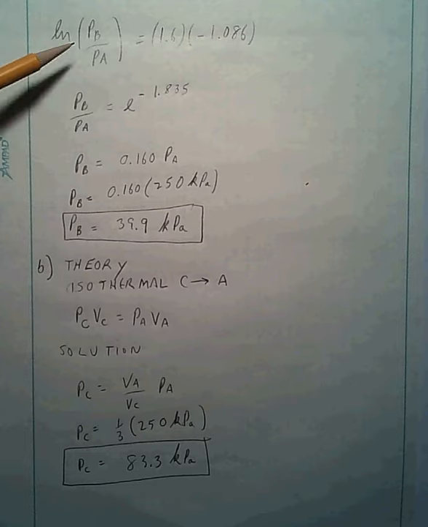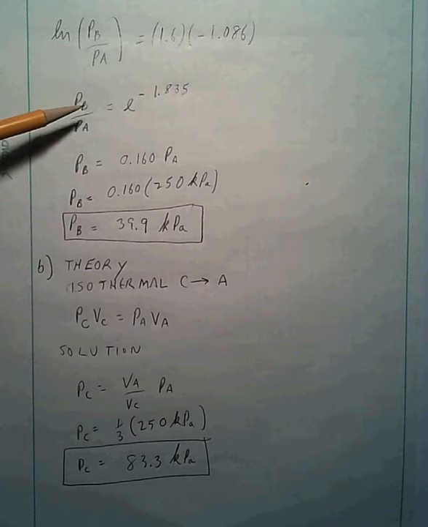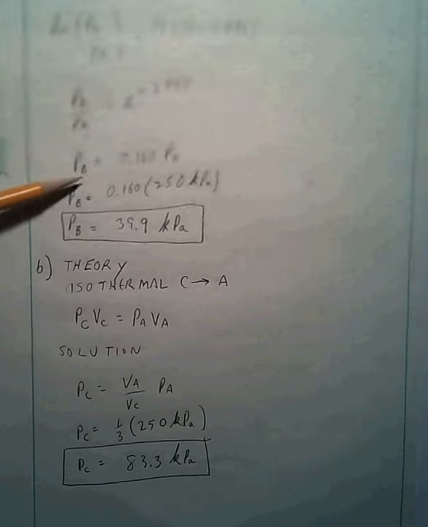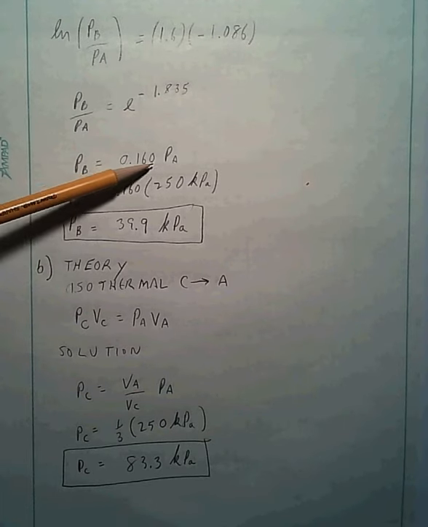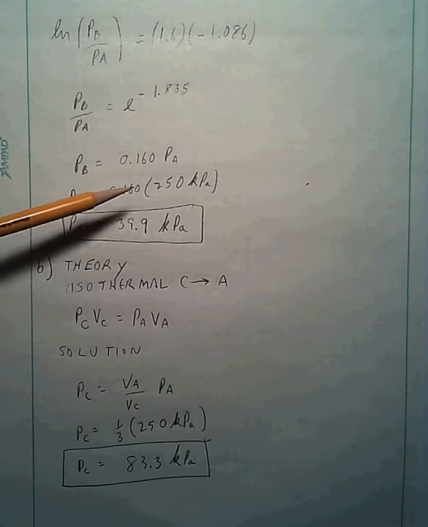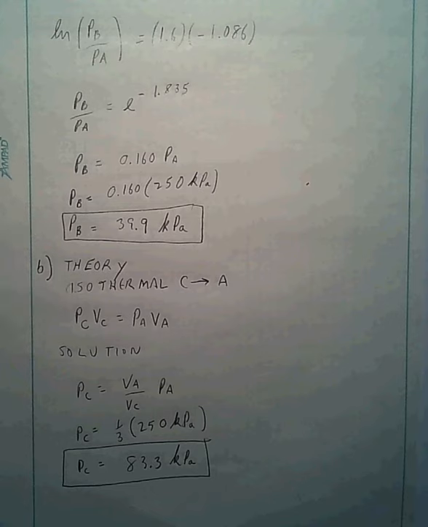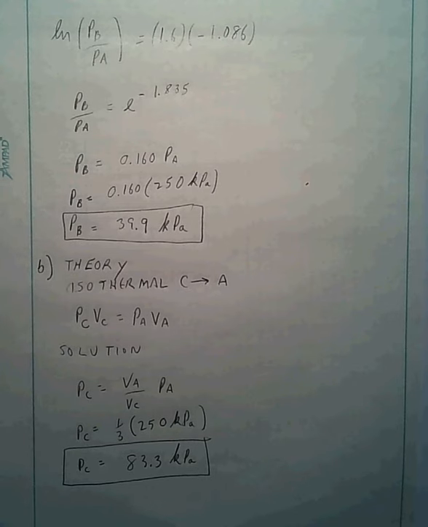And we arrive at this expression. And if we exponentiate both sides, then the pressure at B is 0.160 of the pressure at A. You can plug in the values, and the pressure at B is 39.9 kilopascals.